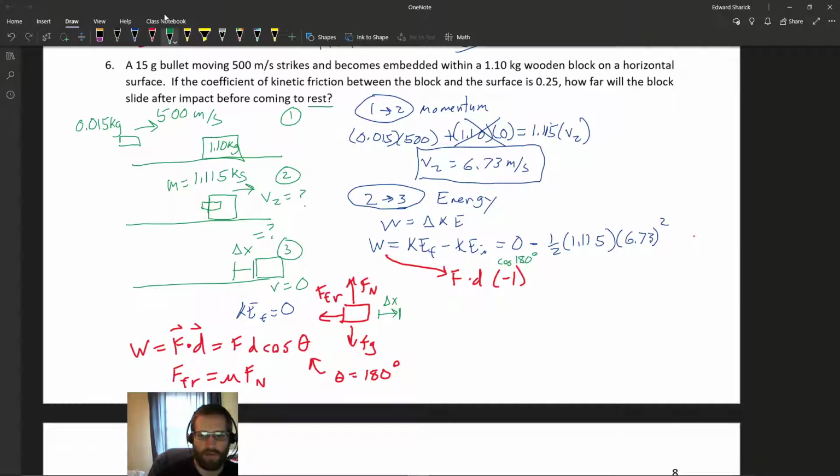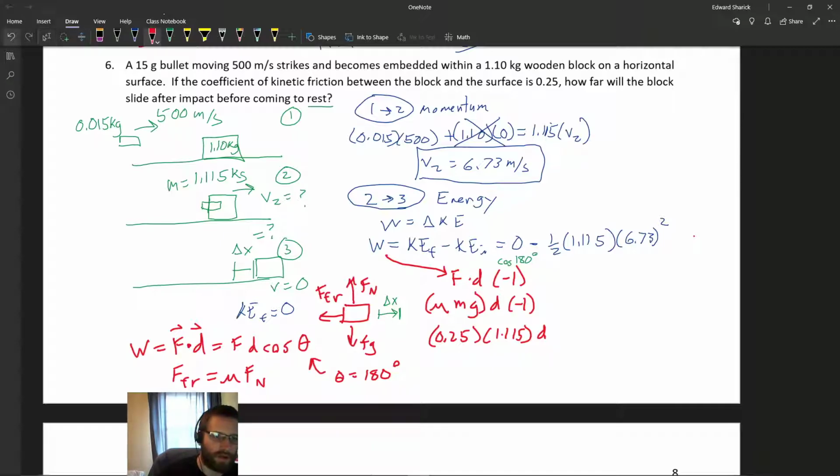In case you're wondering where I got that from. Distance is what we're looking for. So what's force? Well, force is going to be the force of friction, which is mu times the normal force. And the normal force is going to be equal to the force of gravity, which is m times g. We get this mu mg, that's all force, times distance times -1. And that's going to equal this number on the right-hand side. Further, I can plug this in, 0.25 for mu. The mass is going to be our combined mass of the bullet and the block together, 1.115, because friction is slowing down both masses.